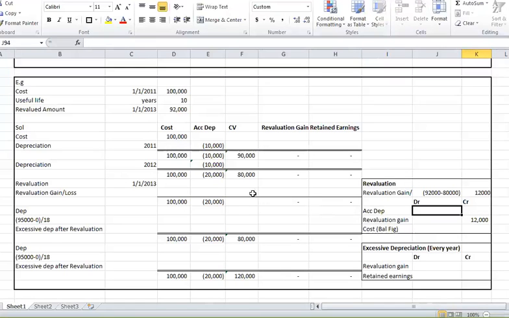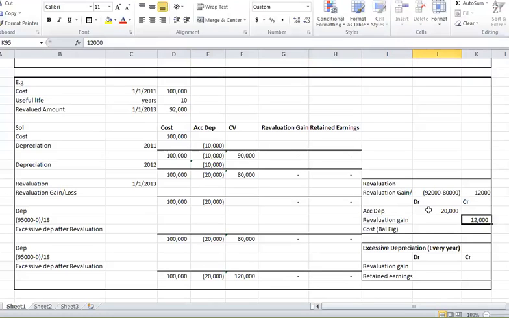And what was total depreciation till date? Until now we have charged a total depreciation of 20,000 pounds. So this would be the debit entry. These two are the fixed entries: revaluation gain credit and accumulated depreciation debit. And the balancing amount will be recorded in the cost of the asset.